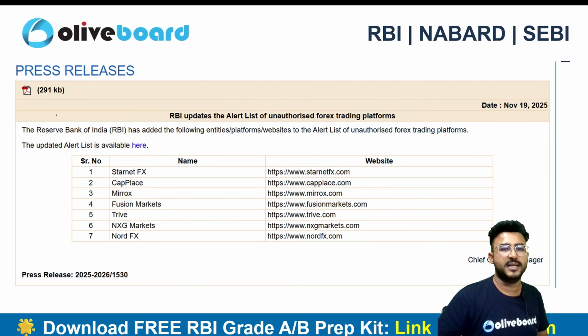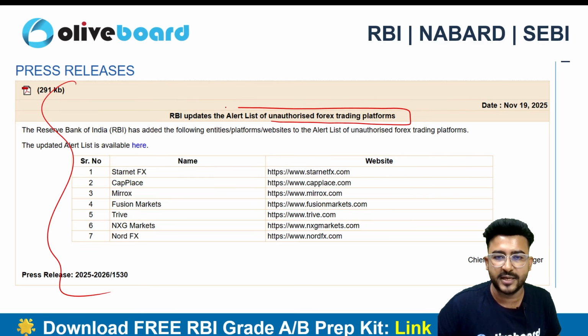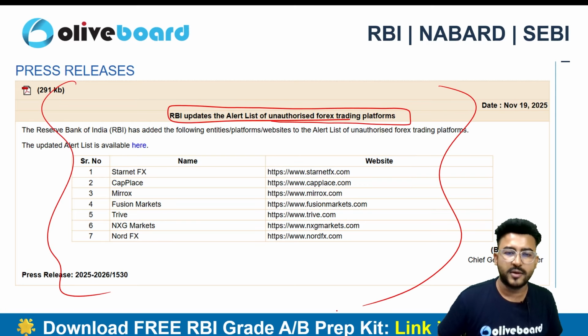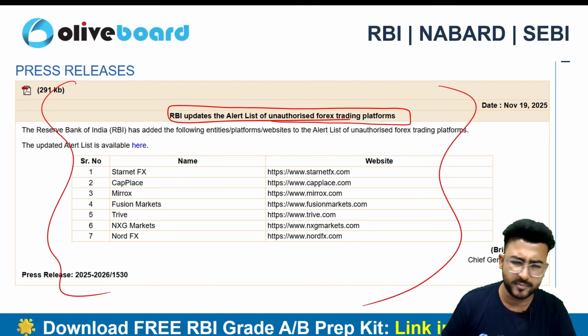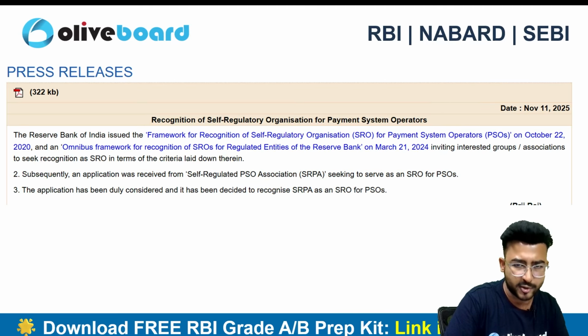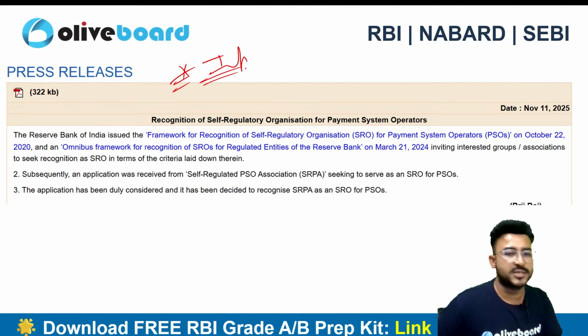After that, RBI has released a list. This is the updated list of the unauthorized forex trading platforms that are operating, right? So this is just for awareness purposes for you guys, but you don't have to remember the names of these platforms, not required at all, right? This important news has a high chance of coming in your examination.